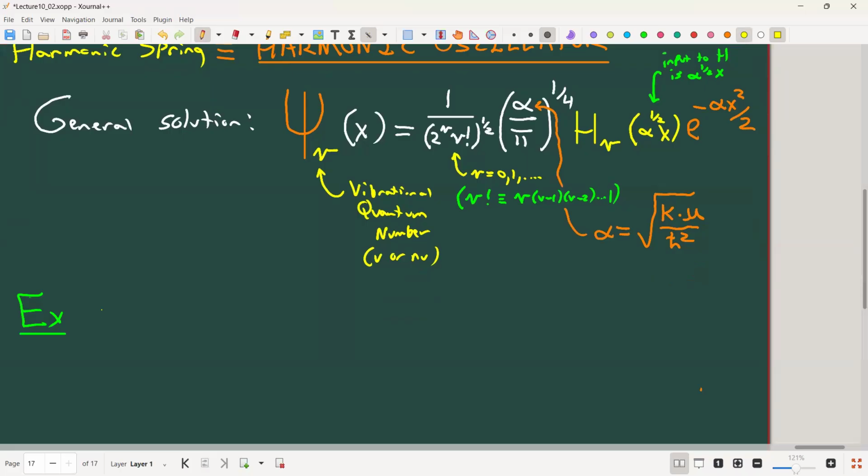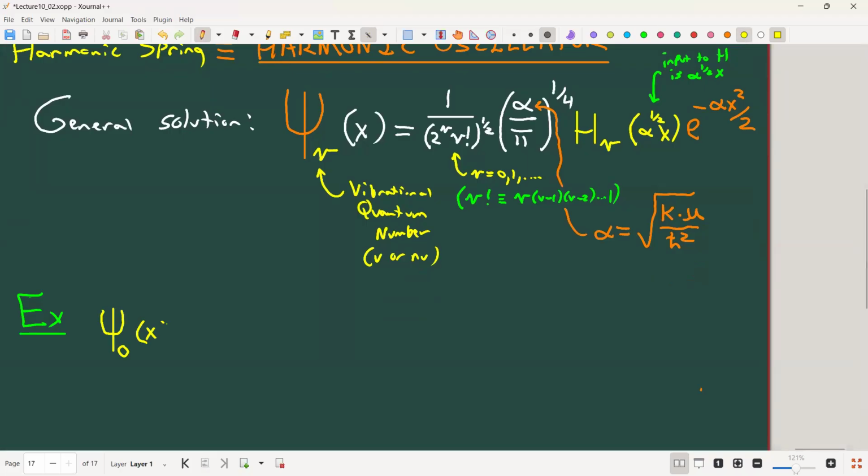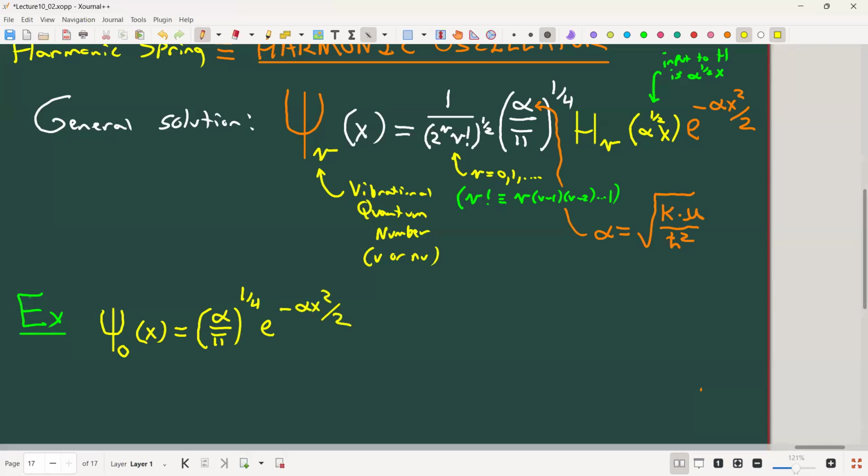All right, so the wave function for the ground state, psi 0 of x, we've already written it. It's (alpha over pi) to the 1/4 e to the minus alpha x squared over 2. That looks just like the guess that we wrote earlier.